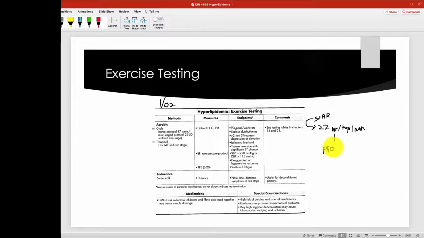Are we going to do cardio? Are we going to do strength training? Are we going to do cardio and strength training? Sorry, I just said strength training and program because I'm writing and speaking at the same time.